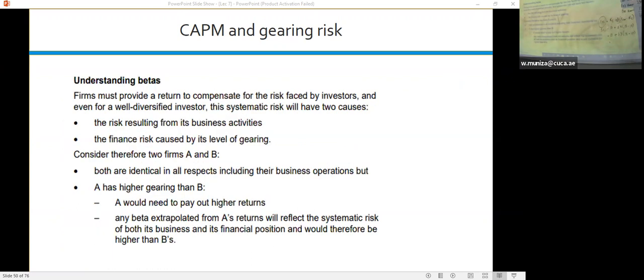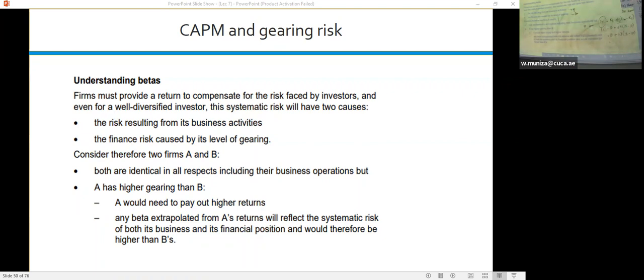Understanding betas. Firms must provide a return to compensate for the risk faced by investors. And even for the well-diversified investor, the systematic risk will have two causes: the risk resulting from its business activities, and the finance risk caused by its level of gearing. This is operational, this is financial. Consider these two firms. Both are identical in all respects, including their business operations. So operational gearing is the same. But A has higher gearing than B. What is going to be the effect then? More risk is going to be there.